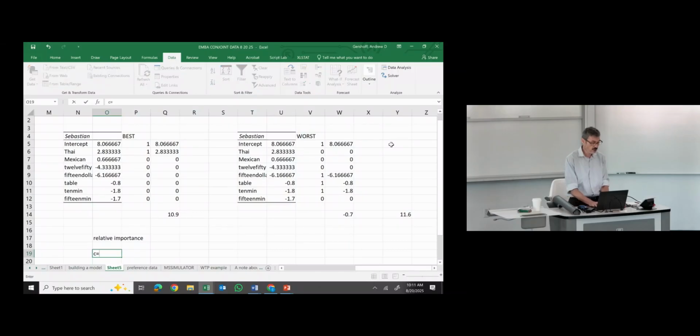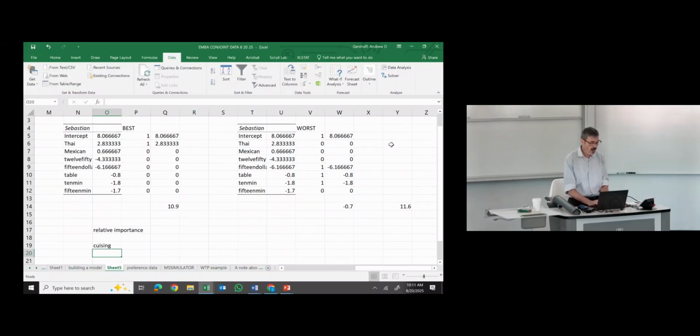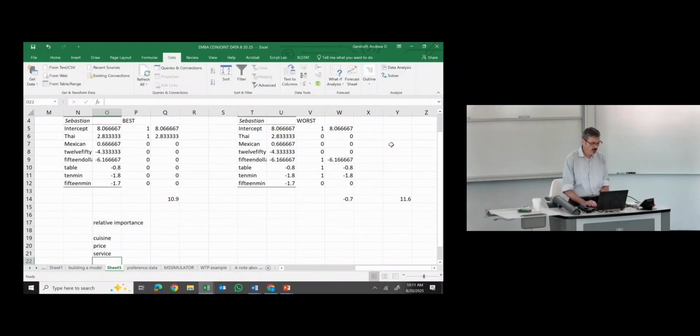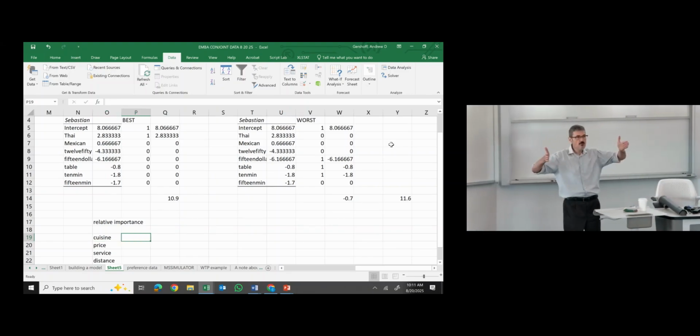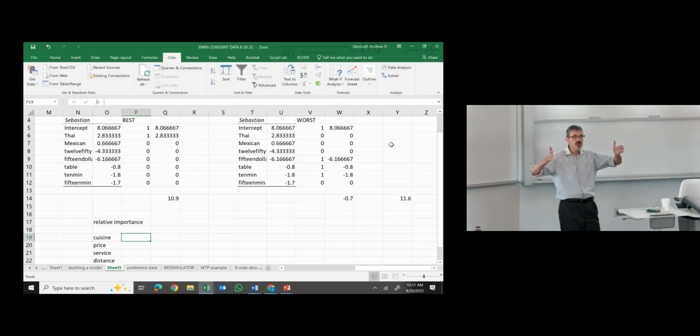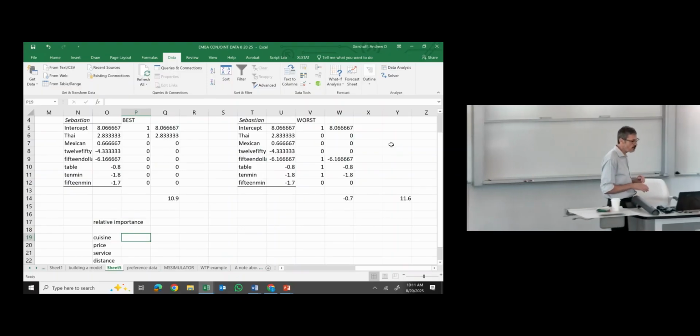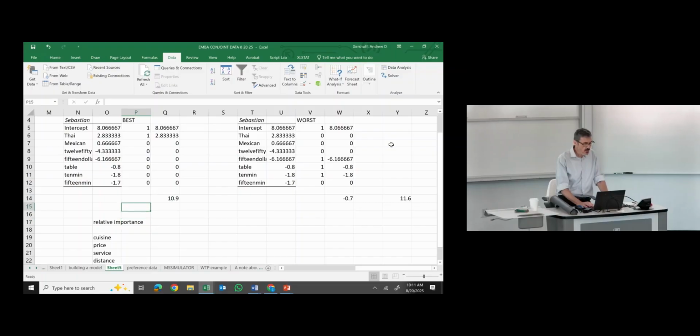So I've got the cuisine, and I've got the price, and I have the service type, and I have the distance. And then what I want to do is look at what the absolute value of movement is for each one of the attributes independently. The way I'm going to do that is, for cuisine, I'm going to think about what is the highest possible rating and what is the lowest possible rating, and take the difference between them.